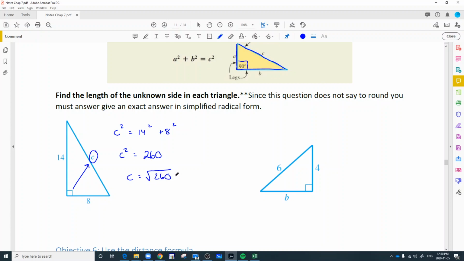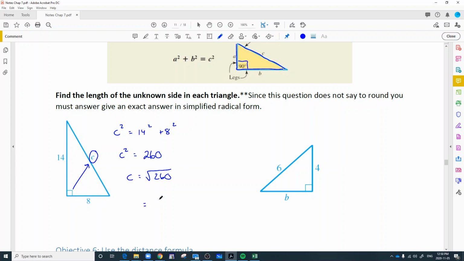Now this is a great answer. If I plug in the square root of 260 into my calculator, I get an irrational number, which I wouldn't want to use in a further calculation. So I would keep this as root 260, and yet if I was using this in a further calculation, you also want to keep those as simplified as possible. So we're going to simplify this radical.